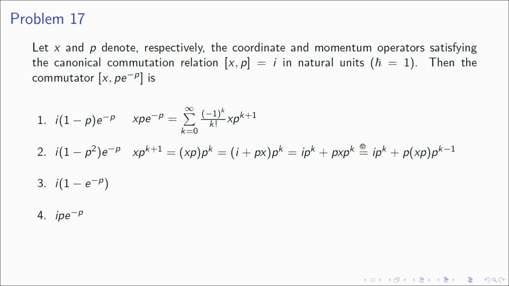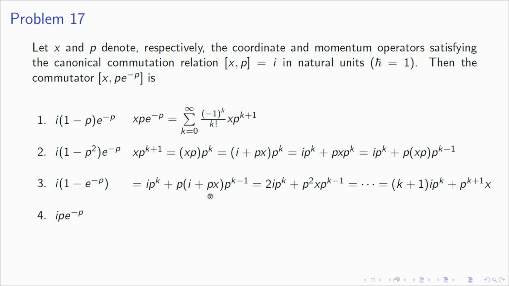So now I can continue this process again. I can just take 1p from the other side and put it together here, and you again write this one as I plus px, so you get this. Similarly, if you just continue doing this, the terms on this side will be increasing, and the power of this will increase, and finally you will get this k plus 1 I p to the power k plus 1 into x.